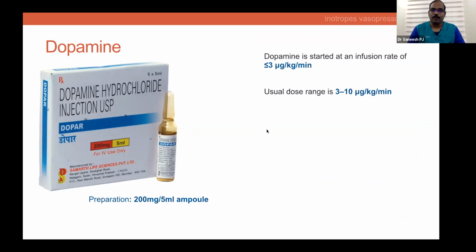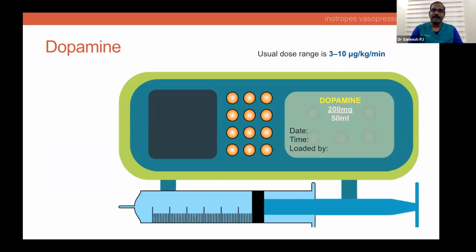If you're choosing dopamine, how are you going to prepare it? Dopamine comes in 200 milligrams in 5 ml ampule. So low doses, previously we used to call it as renal dose and all. So 2 to 5 mics per kg per minute. Then we up titrate. The usual dose range is going to be 3 to 10 or 3 to 15 mics per kg per minute. So how do we dilute?